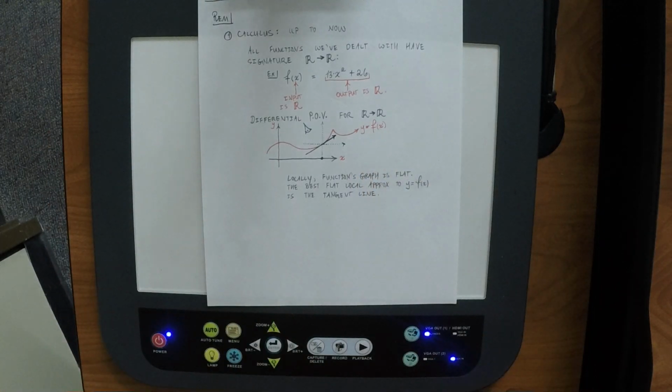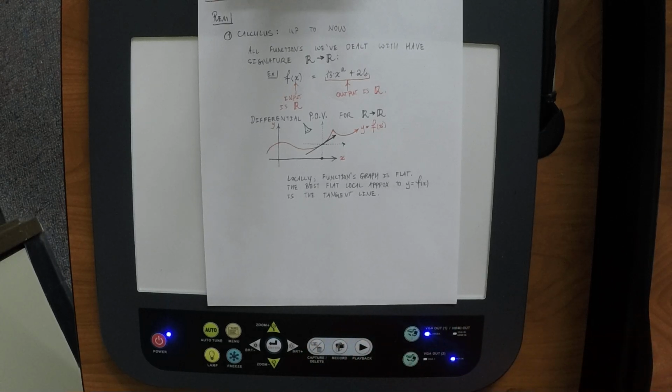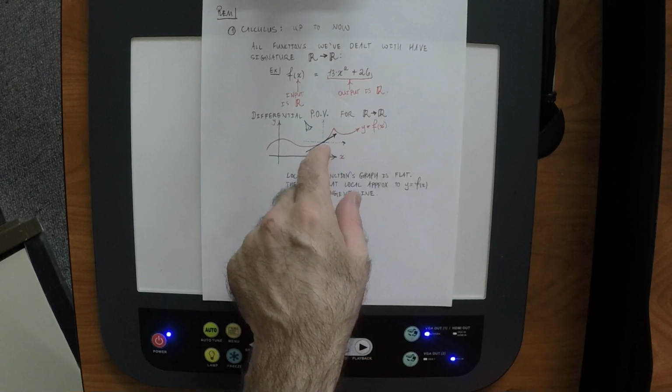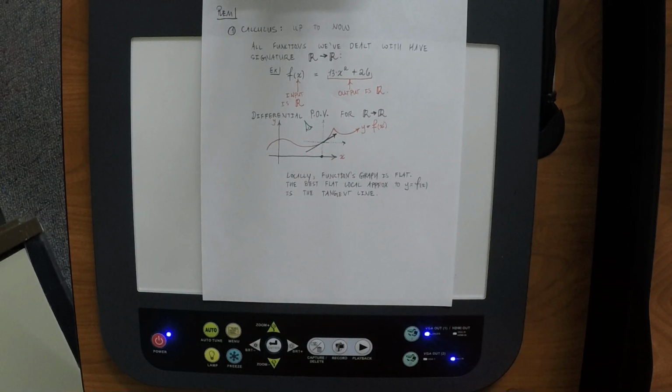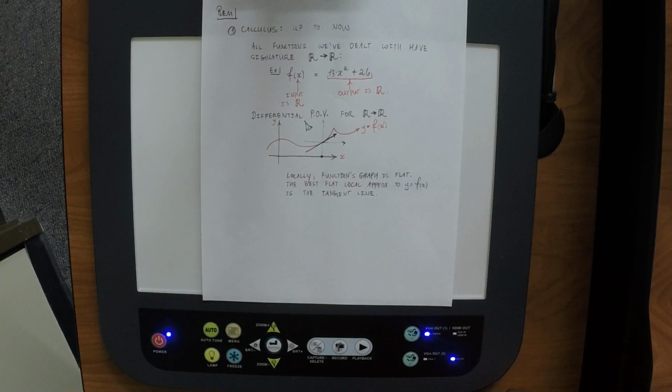And then, of course, the slope of that tangent line can be computed with a derivative, which is why this is called the differential point of view. So notably, in order for the graph of a function to be locally flat, for this to make sense, the derivative has to exist there.